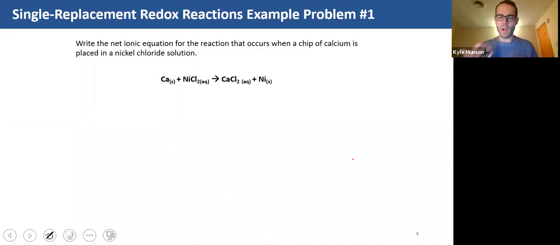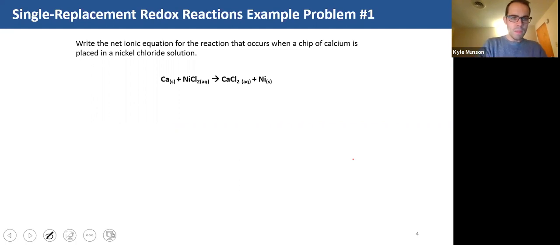So we're caught up on this idea of single replacement reactions, and then we'll talk about what we mean by these redox reactions. We want to write the net ionic equation for the reaction that occurs when a chip of calcium is placed in a nickel chloride solution. I've already given us the reaction here. Remember, when we write the net ionic equation, we break up everything that's aqueous and we leave together solids, liquids, and gases.